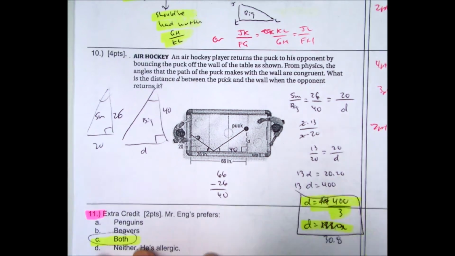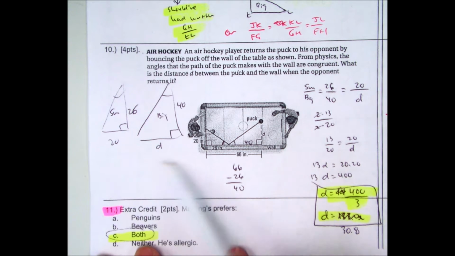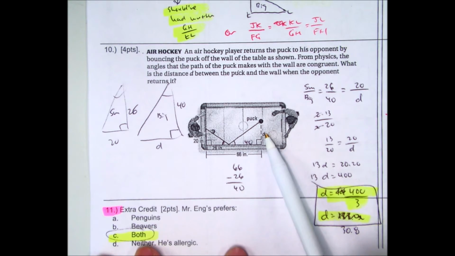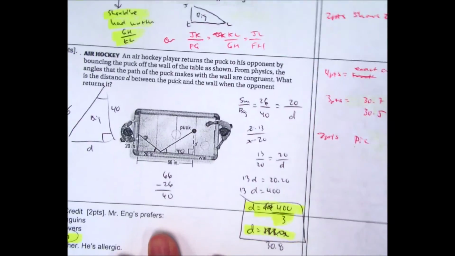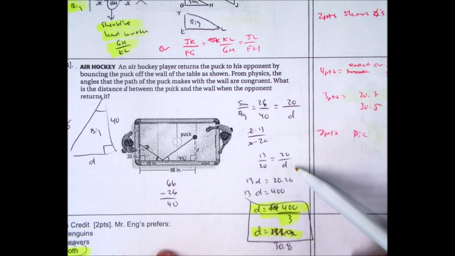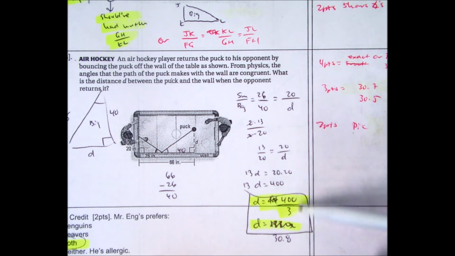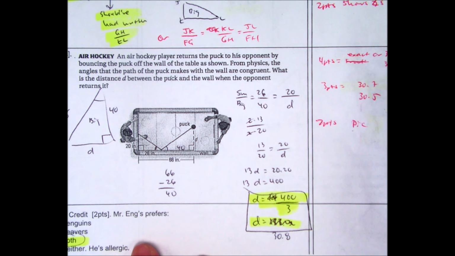I gave you 2 points total if you drew the picture and everything else was wrong. You should have had 20 to 26, short leg to long leg, and that would be short leg to long leg. So 26 over 40 equals 20 over D, cross multiply. You would have gotten 800 over 26, this is your exact answer, and this is your answer rounded to the nearest tenth. If you were off in your rounding, I took off a point.